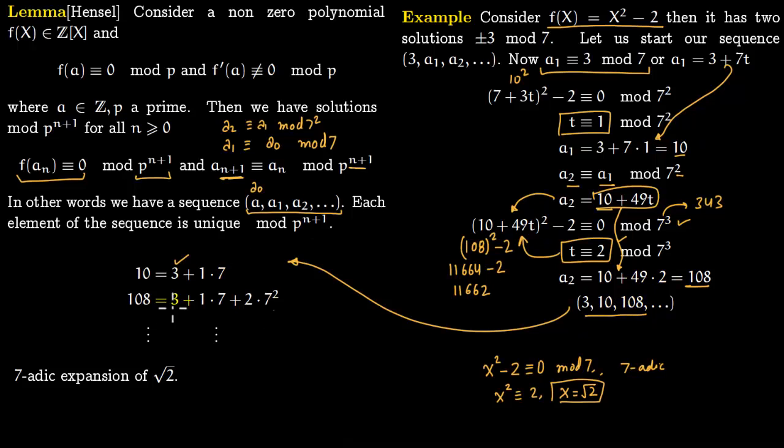Then 108 is just copy this 10. This 10 is 10 right here. This term is copied right here, and then 2 times 7 square is copied here. So you continue going on, and you get a 7-adic expansion of root 2. So most programs like Pari or Mathematica will give you p-adic expansions of numbers, because they're just using an algorithm like this to give you expansions.